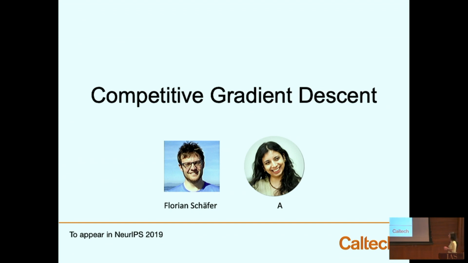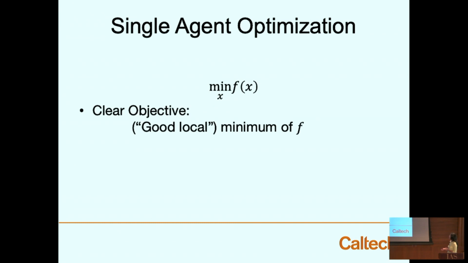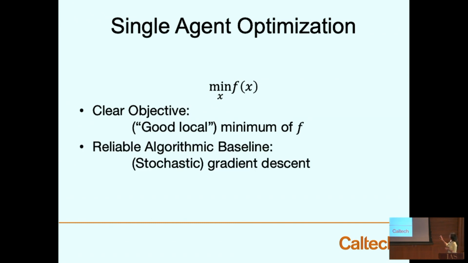The main idea is, if I think of a single agent, it's very clear that there is one objective function. We want to get to hopefully the global minimum point, but we'd be happy even if it is a local minimum with some good properties. And that's where, as I said, stochastic gradient descent has been successful.